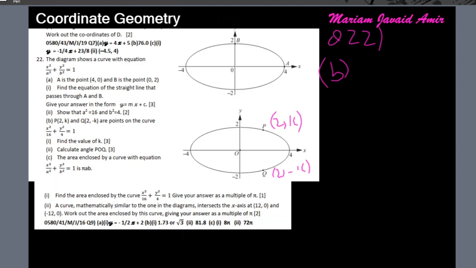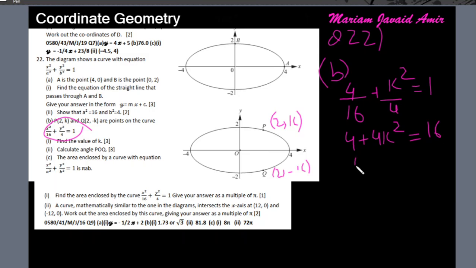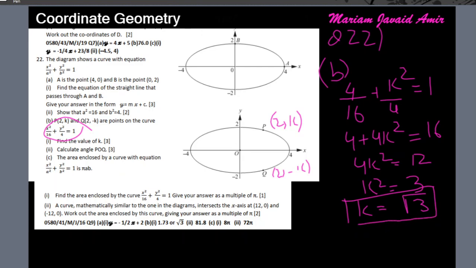X is 2, so I'll enter 2 square becomes 4 over 16. I'm entering the value in this equation, plus k square over 4 equals 1. So this becomes, let's take the LCM, 4 plus 4 k square over 16 goes to the other side, gets multiplied. So 4 k square equals 12. K square equals 3. So k equals under root 3, or you may also write plus minus under root 3. So k equals this.